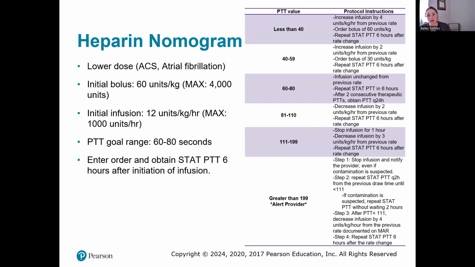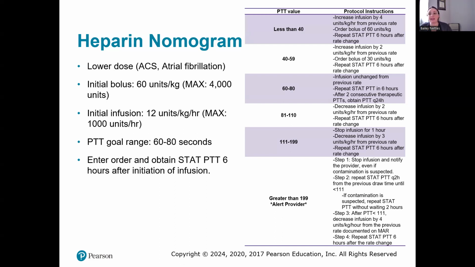The infusion is 12 units per kg per hour. We want their goal APTT to be 60 to 80. Okay, so as soon as we start this heparin, we better order a stat PTT. Okay, enter, order, and obtain. Sorry. So you want an APTT right when you start it. You want one 6 hours after you start it. So you need to know when you start it. It's very important that documentation is on point, and it is to the minute, because 6 hours later I have to redraw their blue top, their APTT.